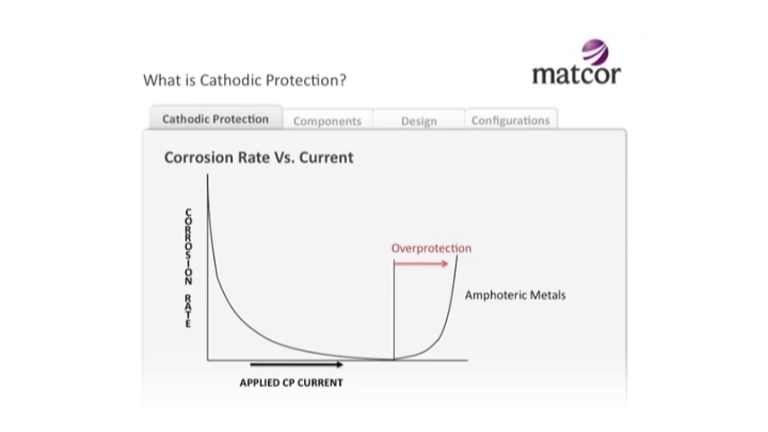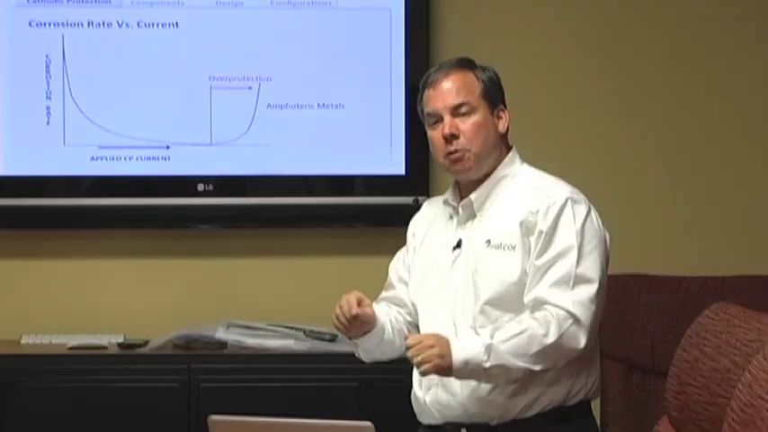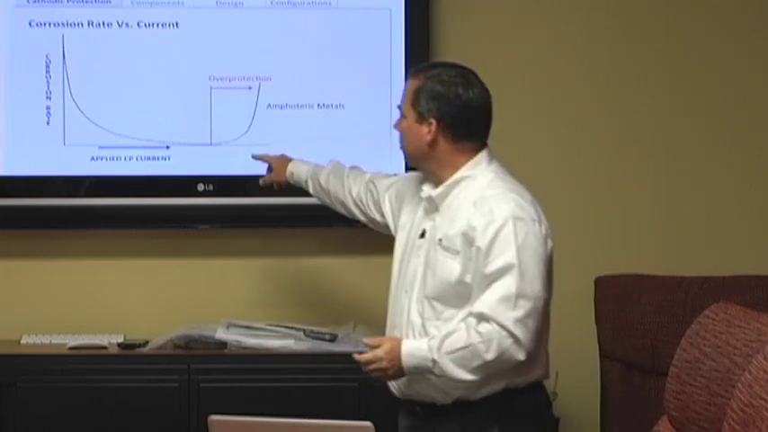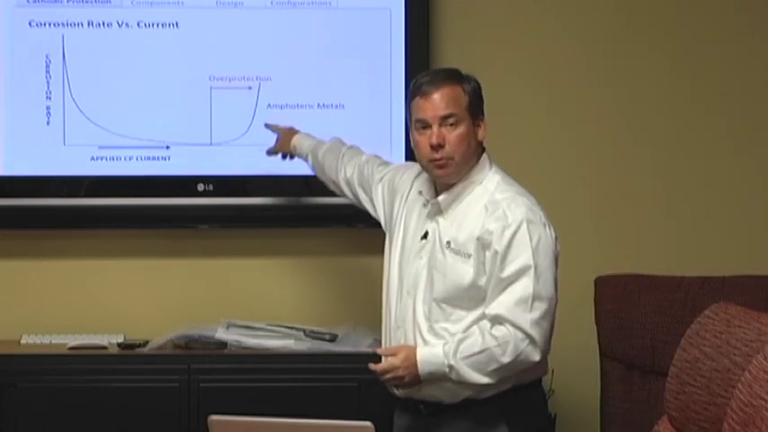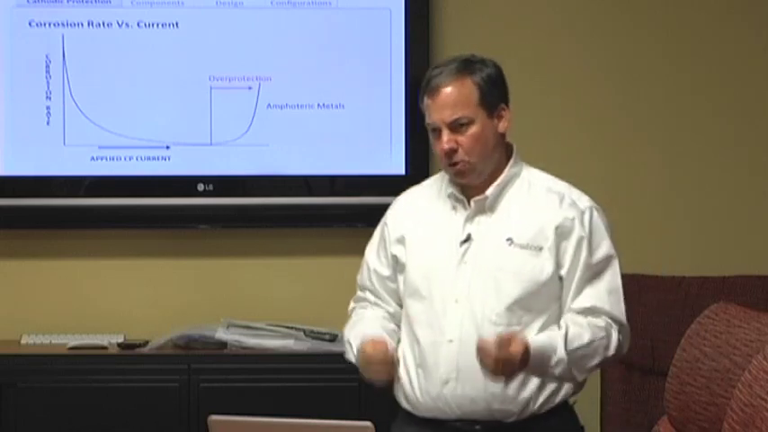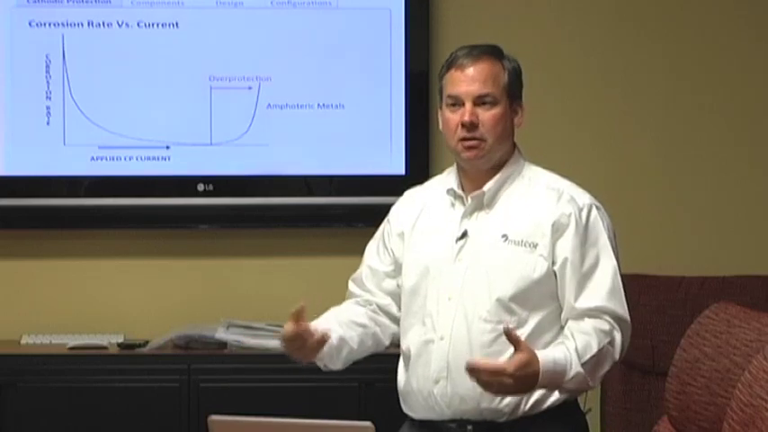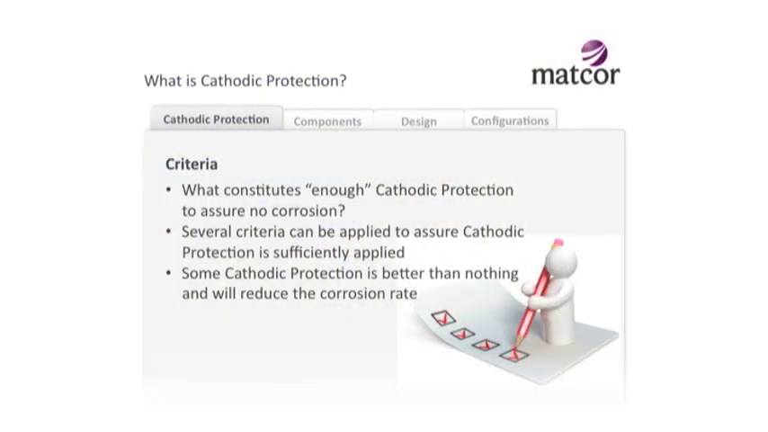Now for some metals, and we get into detailed design and talk about specific applications, we do worry about this occasionally. For some metals, there reaches a point where you start applying too much current and you can actually cause damage to the metal. So that's this section over here where I start showing the corrosion rate starts to increase at some point if you're applying too much current. But the goal is to apply enough current to get that corrosion rate down to where it's functionally zero. At that point, we say it's cathodically protected. And we use the term criteria. What constitutes enough cathodic protection? At what point do I have enough current on the structure that the corrosion rate is effectively zero?